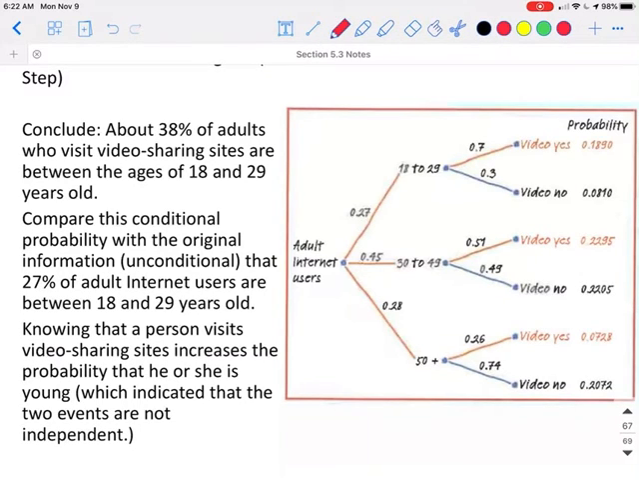Compare this conditional probability with the original information that 27% of internet users are between 18 to 29. Knowing that a person visits a video sharing site increases the probability that he or she is young, which indicates the two events are not independent.